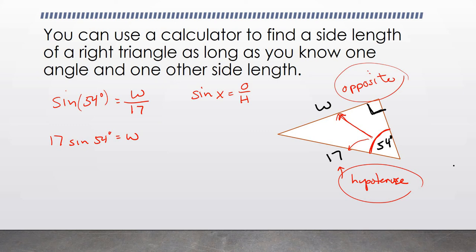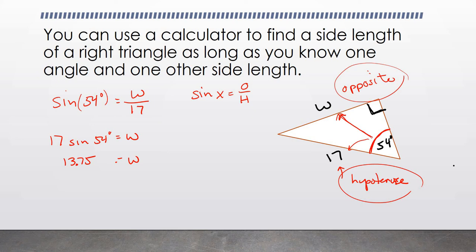If you have your calculator handy, turn it on, and you'll notice that two keys above the 7 is the word sine, S-I-N. If you plug in 17, then push the sine button and put in your 54 degrees, you should get 13.75, and then there's some other numbers as well, but 2 decimal places is enough.